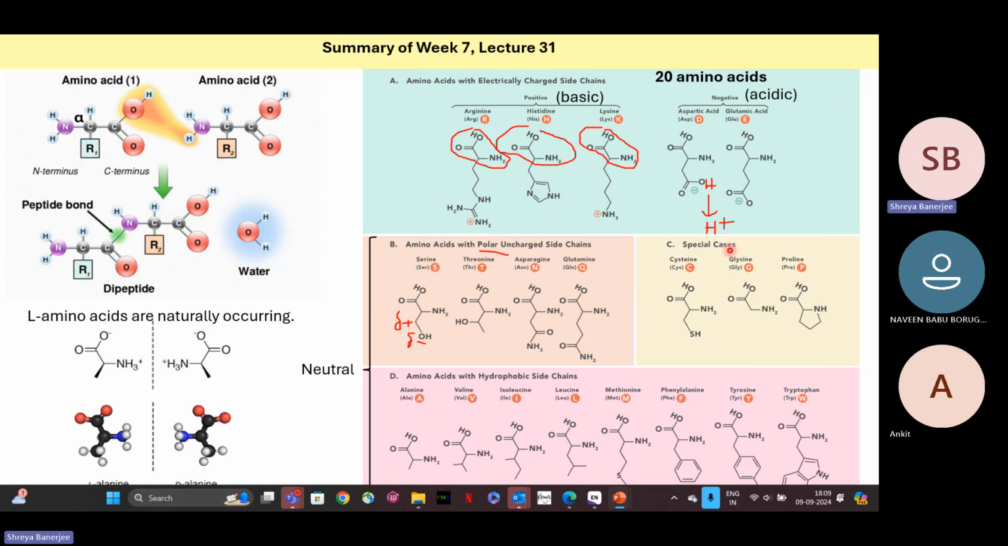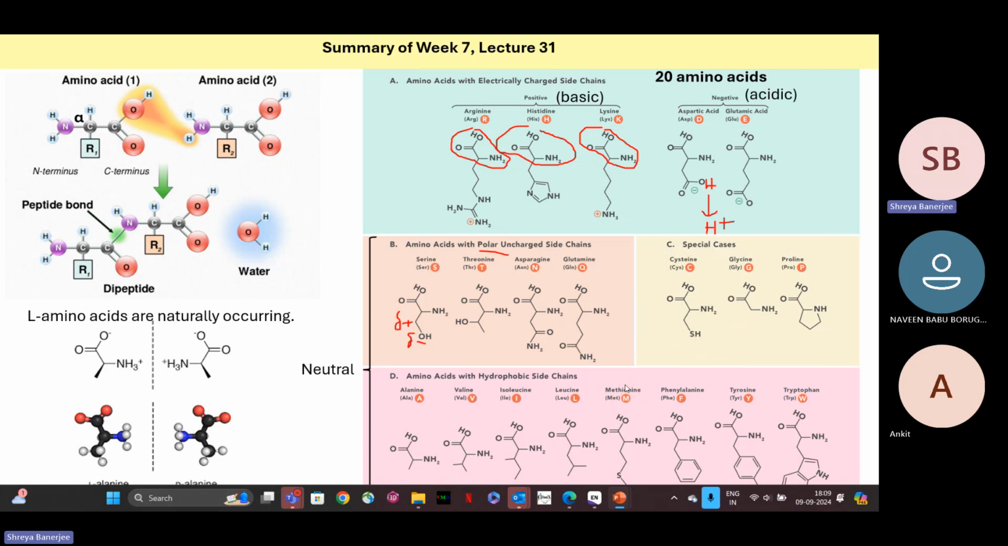Then you have some special cases of amino acids. And why they are special is, first of all, we look at them one by one. Cysteine is special because it has a sulfur atom.